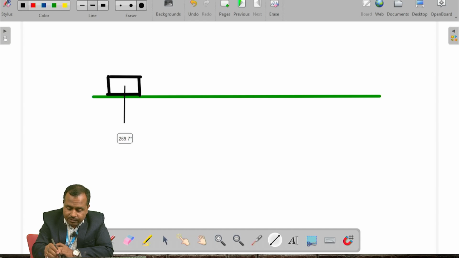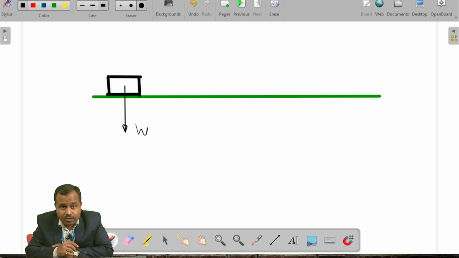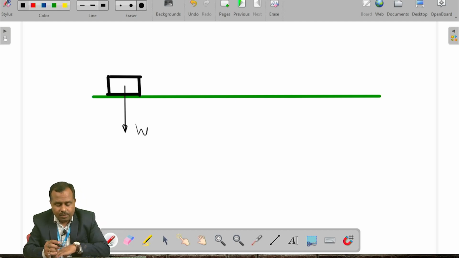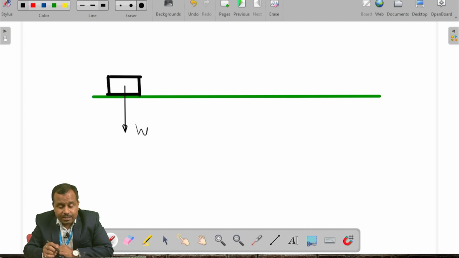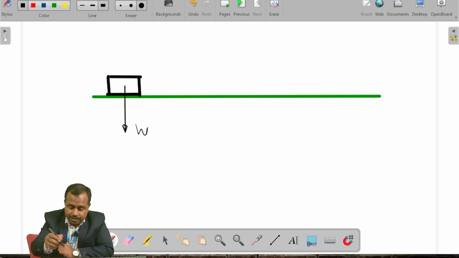Consider W is the weight of the object, which is acting towards the downward side. According to Newton's law, every action has an equal and opposite reaction simultaneously. So there will be a reaction offered by this flat surface towards the upward side. This is the reaction Rn offered by the flat surface, which will act towards the upward side.